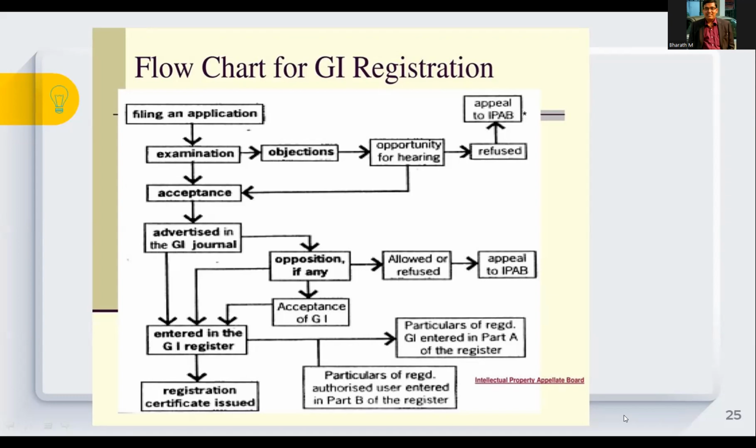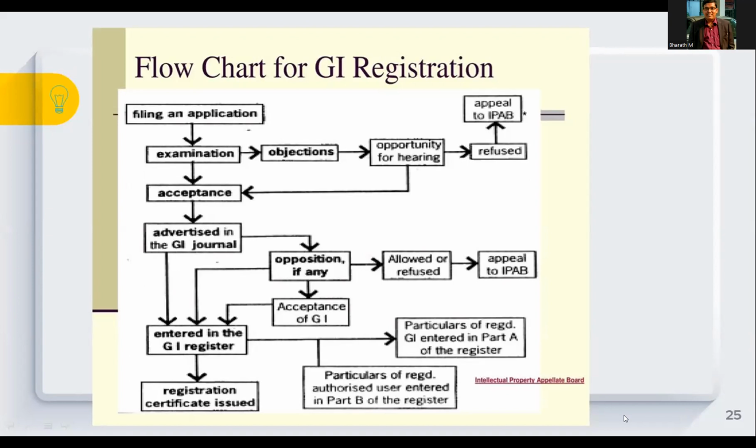Over here, the registration of a geographical indication is valid for a period of 10 years. Obviously, 10 years of exclusive rights will be given. It can be renewed from time to time for a period of another 10 years. Another 10 years also you can renew.